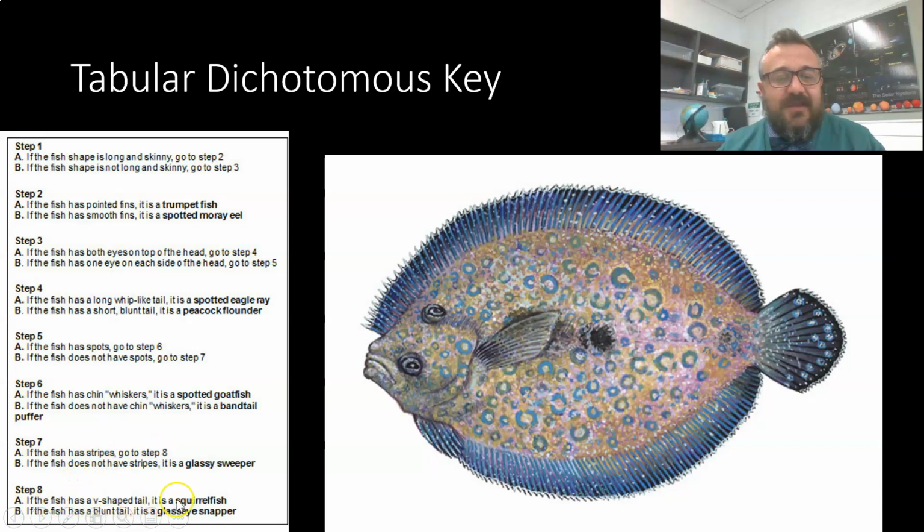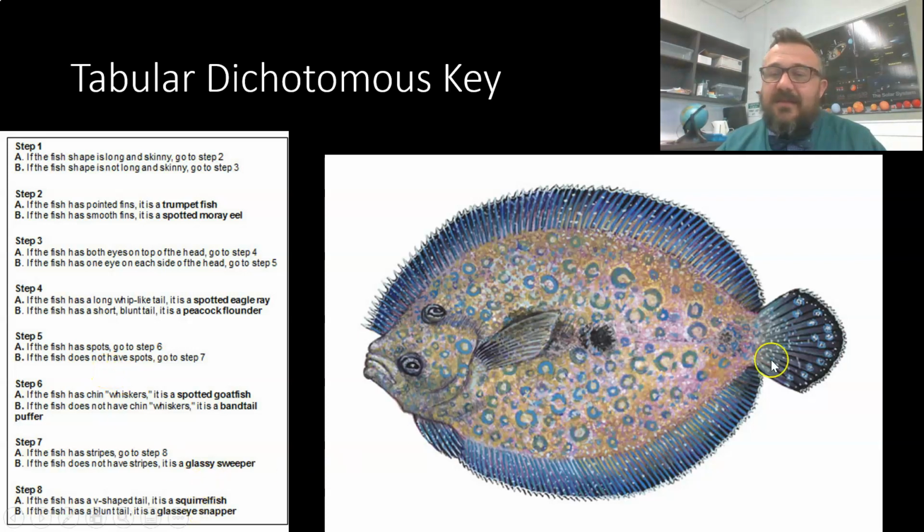If the fish has a V-shaped tail, it's a squirrel fish. If the fish has a blunt tail, it's a glass eye snapper. So I'd say it's a V-shaped tail, actually. So I'm going to say that's a squirrel fish. Now you see that that's completely wrong, which is why you always have to start at the top. Doesn't matter what feature stands out the most, and you can see it standing out at you, that might be one of the ones that doesn't come into it.